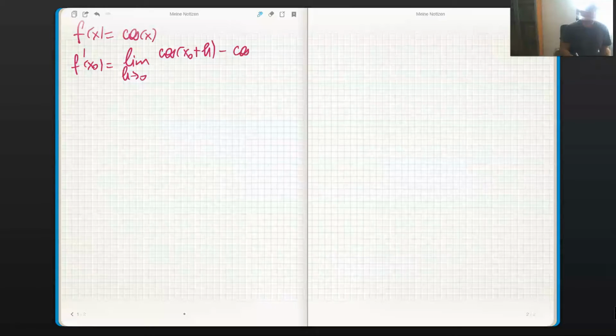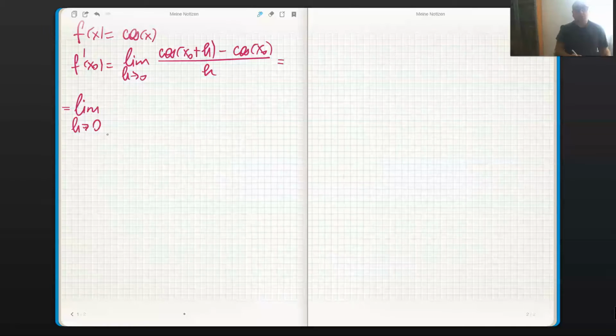Today I would like to show you how to compute the derivative of the cosine of x using the first principle and maybe also, as a second approach, the chain rule. So let us start with f of x being equal to the cosine of x, and the first principle means that we are having a limit h towards 0. We are having cosine of x0 plus h minus cosine of x0, and we are dividing it by h. We have a limit h towards 0.